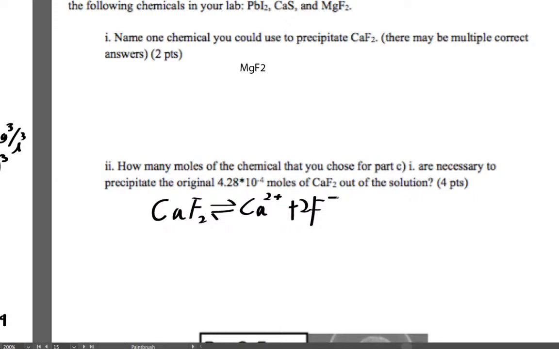Assuming that what I want here is 4.28 times 10 to the power negative 4. So yeah, this is ICE. We want to find a way to make sure that we get all of the CaF2 back, so that we can actually just get the CaF2 back.